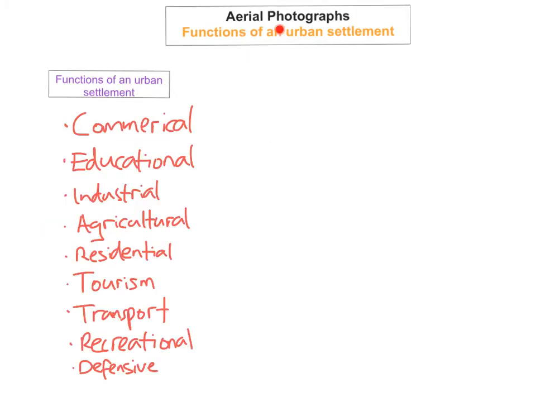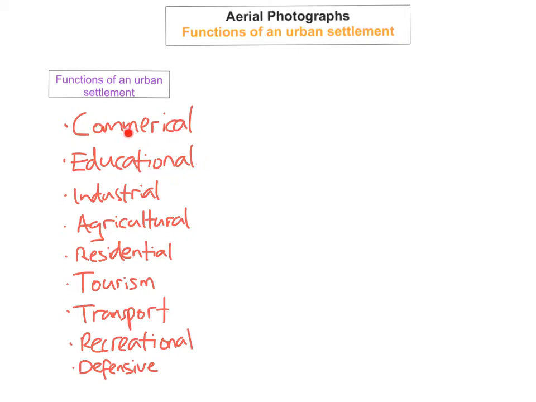So the next thing you need to be able to identify on aerial photographs is the functions of the urban settlement. Okay, and some towns and cities have more than one function. So if you're given an aerial photograph, an oblique or vertical, you may be asked to outline 3 or 4 functions of the town or the city. One of the functions you could say is commercial. So if you see any shops or a large shopping centre, this may indicate that one of the functions is commercial.